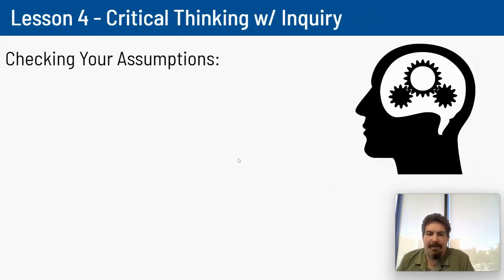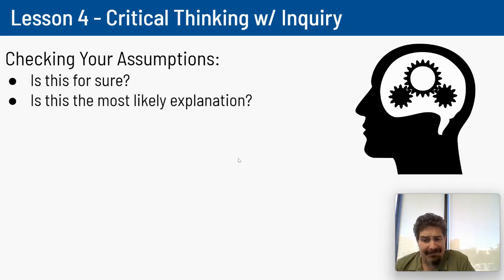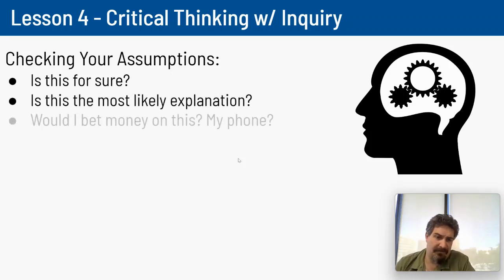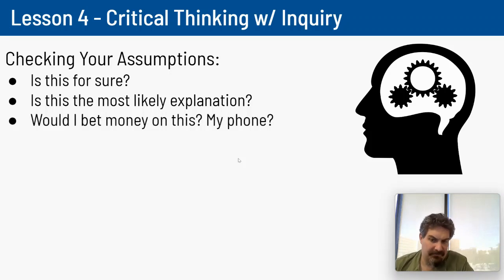So we've got to check those assumptions. Is it for sure? You come home, is that for sure? Is that the most likely explanation? Is there nothing else that has a better chance of being true? Would you bet money? Would you be like, oh yeah, I'll put $5 down right now, I'll bet my phone, you can have my phone if I'm wrong? Are you that sure about what you're currently thinking?